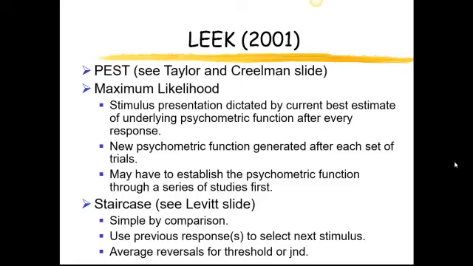Then there's the staircase method, which again is in that Levitt slide, which is simple by comparison. You're using the previous response to select the next stimulus and the average reversals for threshold or the just noticeable difference.